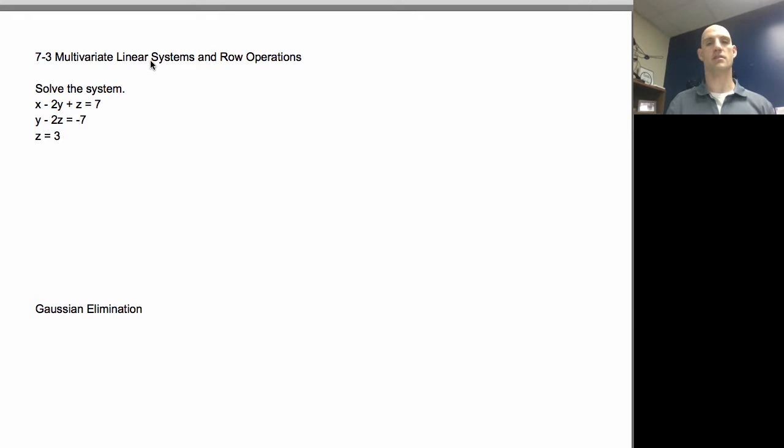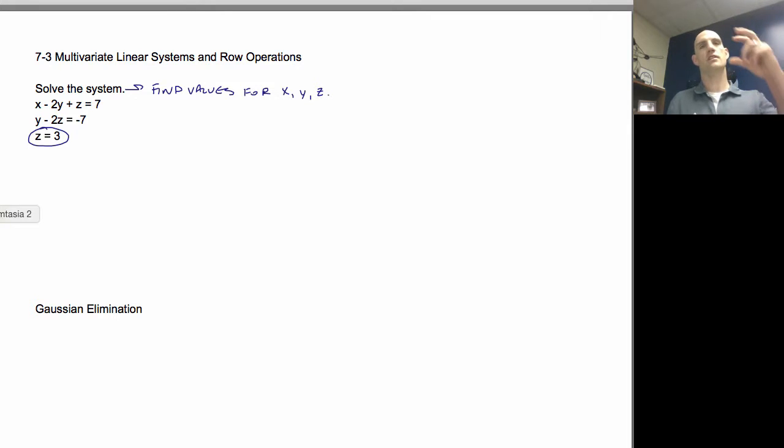Solving a system means finding the values for all the variables. So solve the system. Find values, and in this case it's x, y, and z. Conveniently, check out what we've got here. We already have a z equals 3. This example is going to lead us into our next examples. But what we're going to do is a process. Because we have this, we can put it back in. We're going to use back substitution.